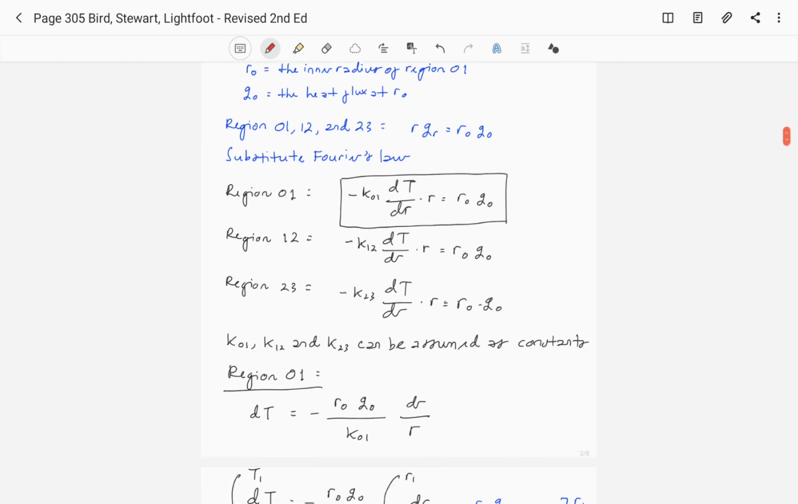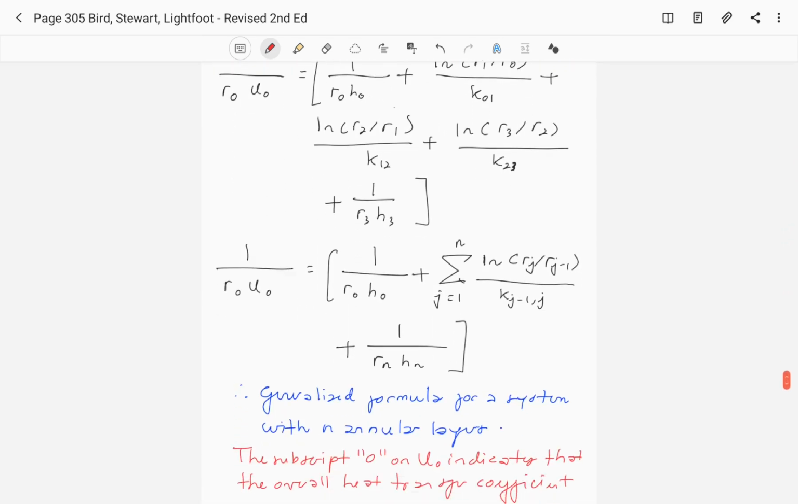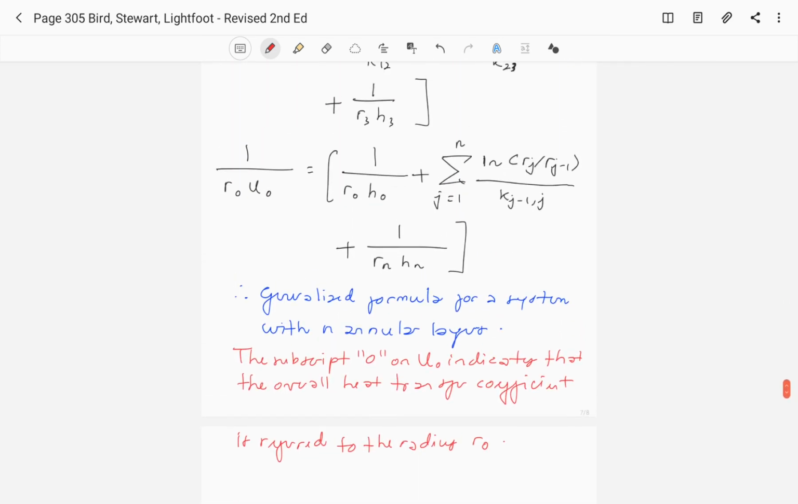Then this has an effect on the overall heat transfer coefficient. The expression comes with a reference, so it has to be referred with respect to the particular surface.